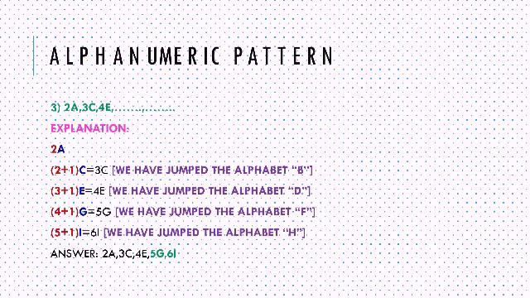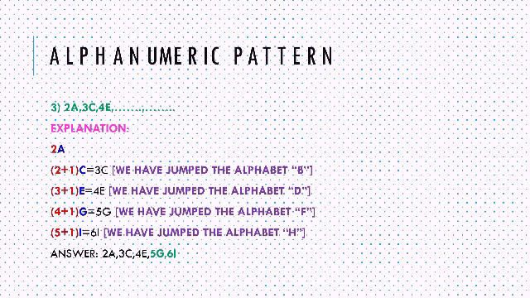Okay, our third and the last example for today. Look here. Here it is 2A, 3C, 4E. Now look at the numbers. The numbers are increasing by 1. After 2 comes 3, after 3 comes 4. So after 4 will come 5, after 5 will come 6.